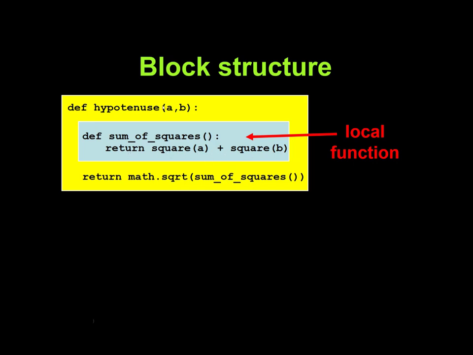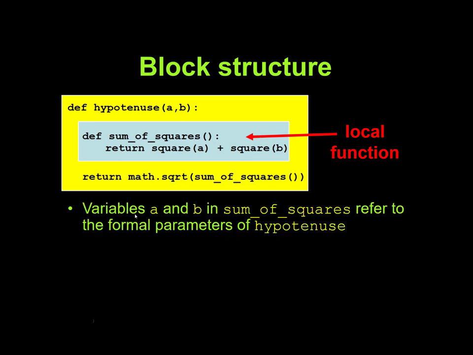This a then refers to the a in the formal parameter because the scope of a is within the whole function, inclusive of this local function. And b, likewise, is referring to this b as in the formal parameter. So the variables a and b in sum of squares refer to the formal parameters of hypotenuse.